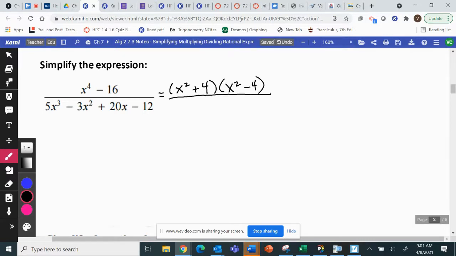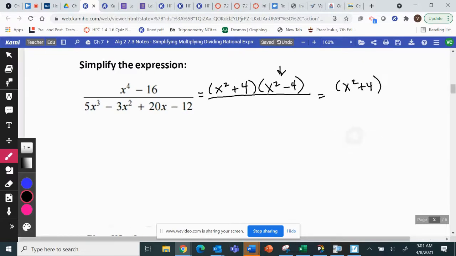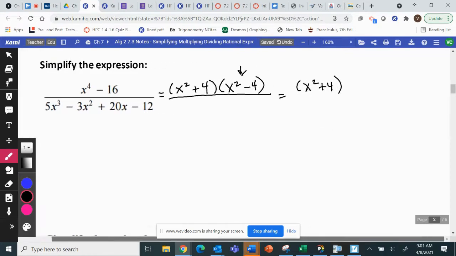That is not simplified all the way. We still have this difference of squares right here, so I need to factor it a little bit further. X squared plus 4 does not factor any further. It's a sum. But the difference of squares, x plus 2, x minus 2. And then those are factored all the way because they're linear factors.